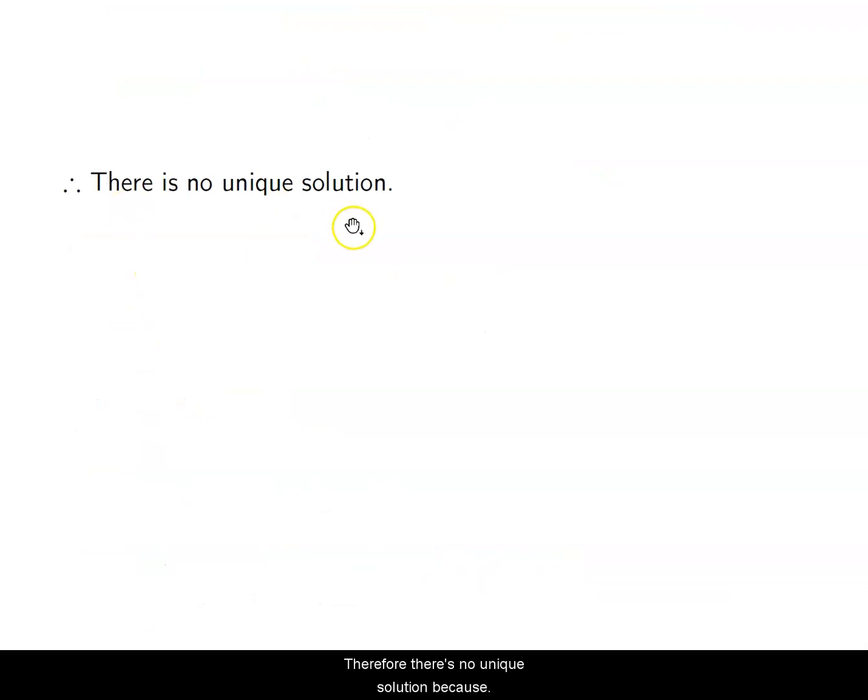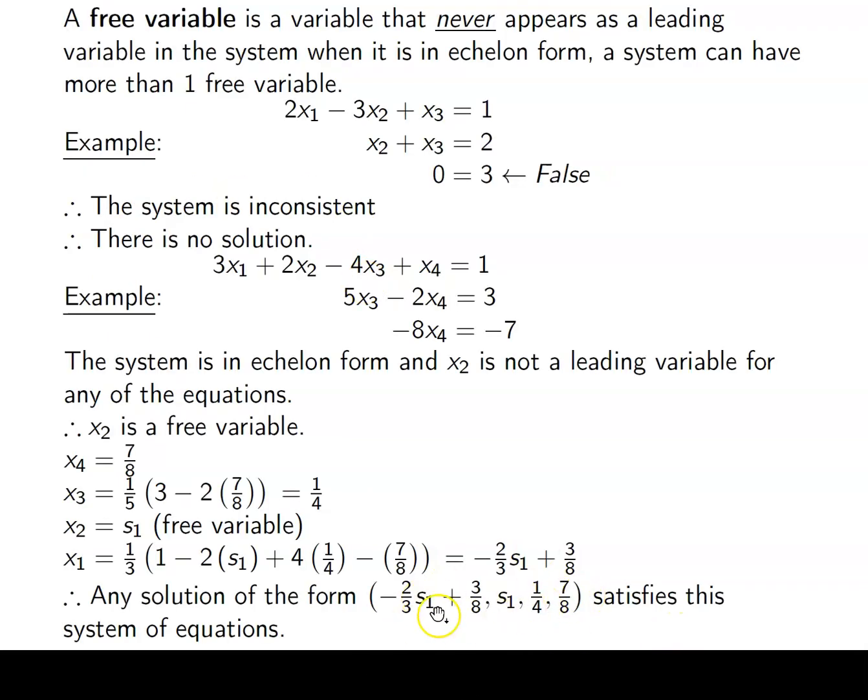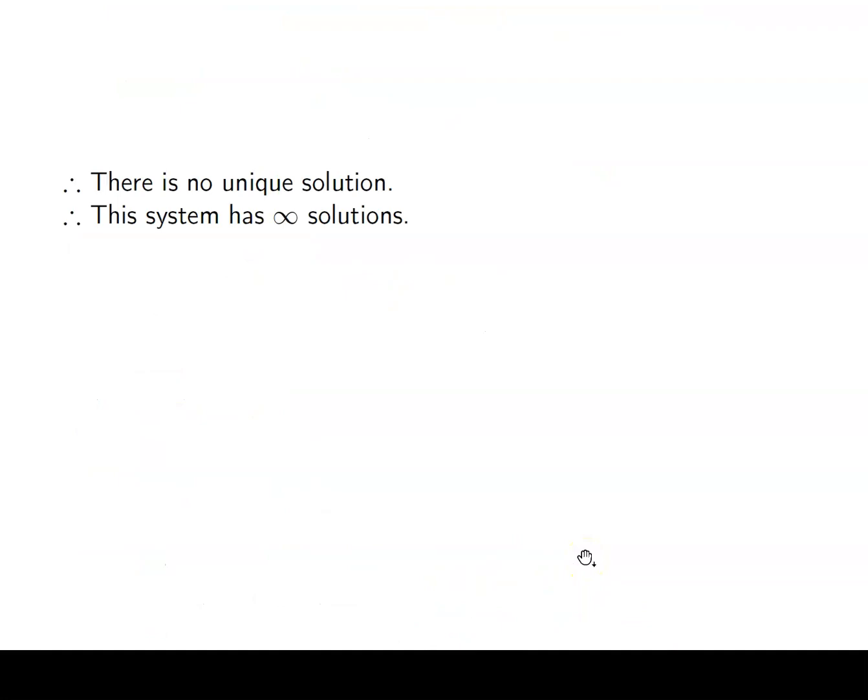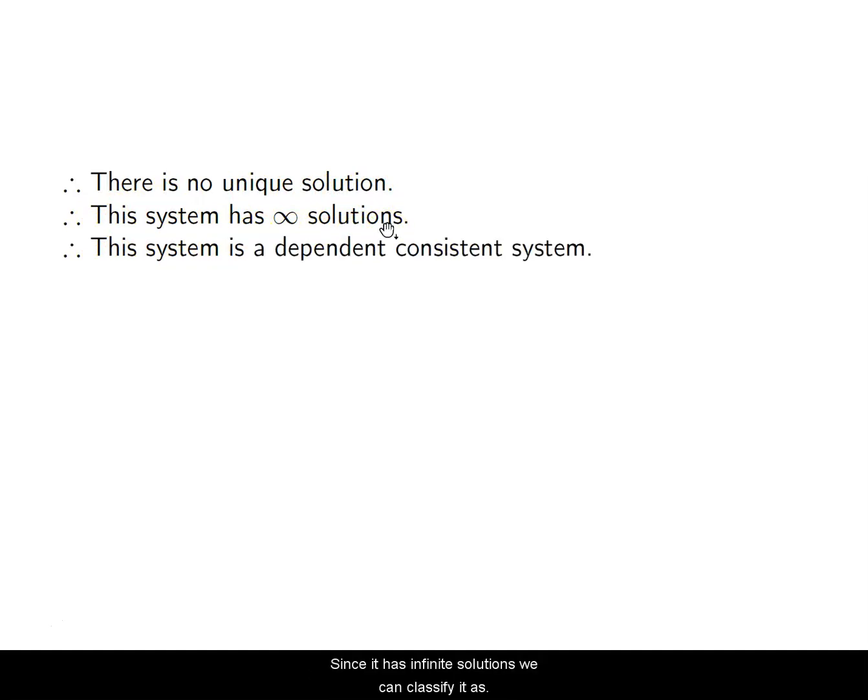Therefore, there's no unique solution, because there's a free variable, right? So since there's no unique solution, that means that this has to have infinite solutions. And since it has infinite solutions, we can classify it as a dependent consistent system.